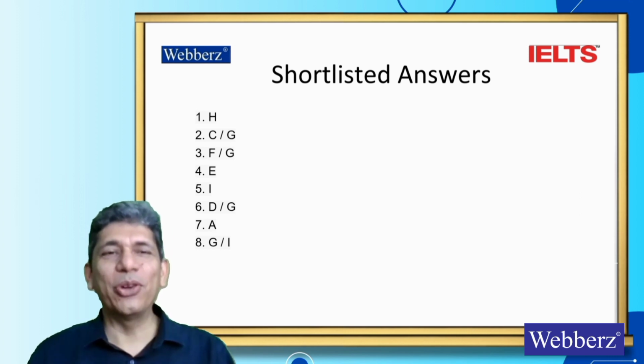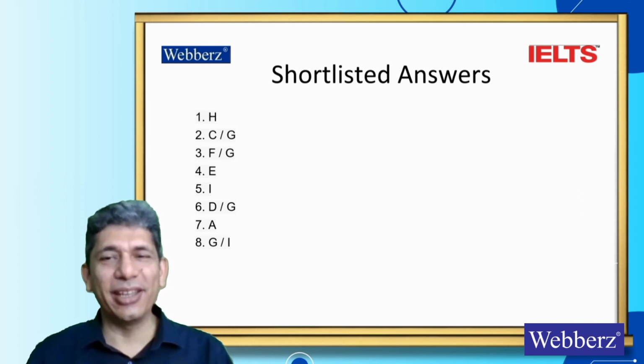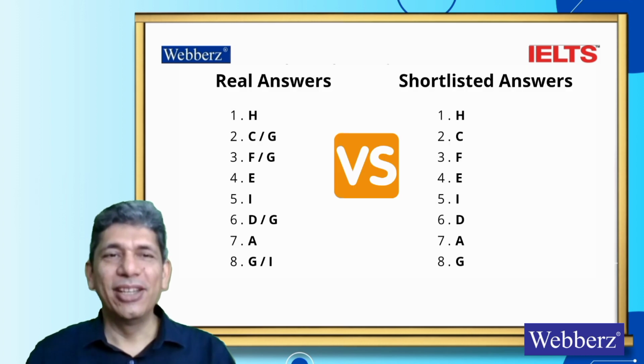Now let us check out the real answers and see what actually happens. So the correct answers are, first is H, second is C, third is F, fourth is E, fifth is I, sixth is D, seventh is A, and eighth is G.